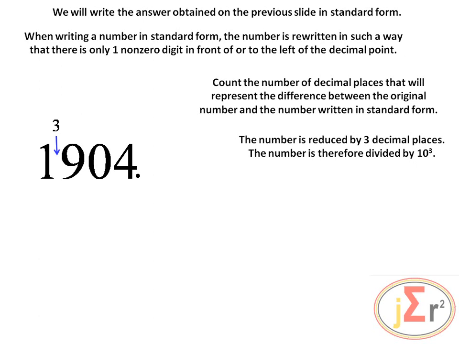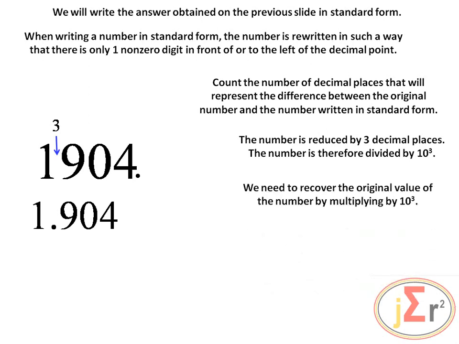The number is therefore divided by 10 to the power of 3. So that is what we have now. Decimal point here. That means this number represents this number divided by 10 to the power of 3. And if we divide the number, we need to recover its original value. How do we recover the original value of a number that is the result of dividing by something? Whatever we divided by, we need to multiply by that thing. And then we will have the original value. So we need to recover the original value by multiplying by 10 to the power of 3. So here we have this written like this.